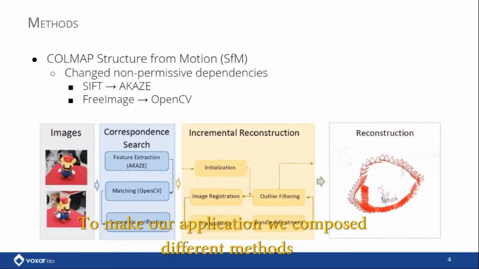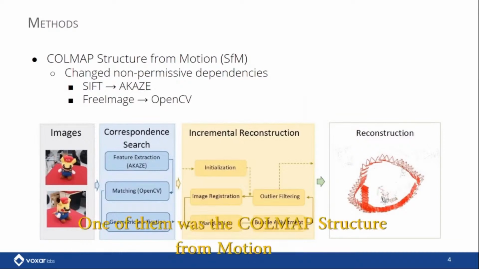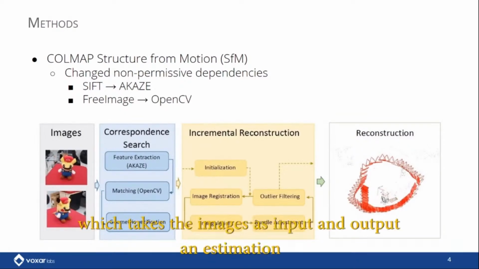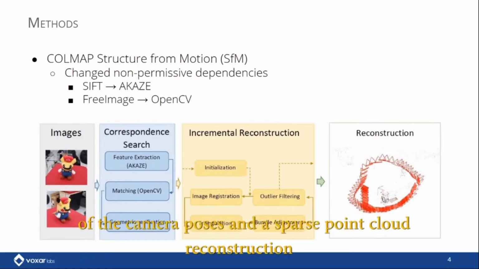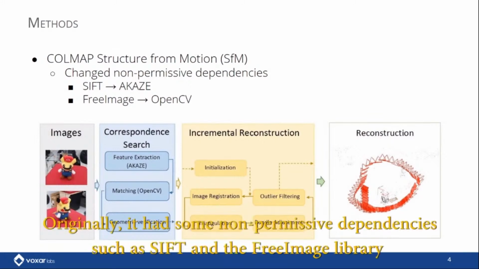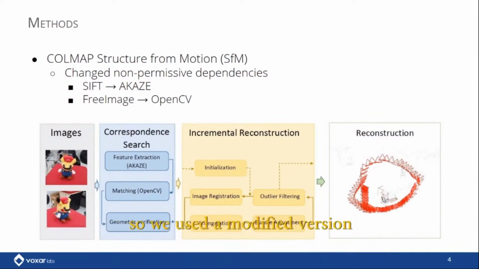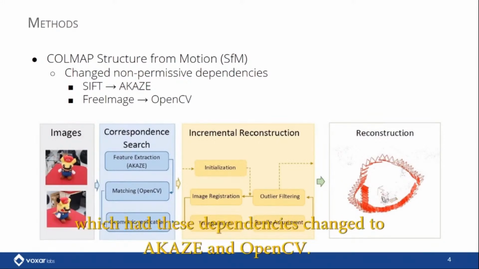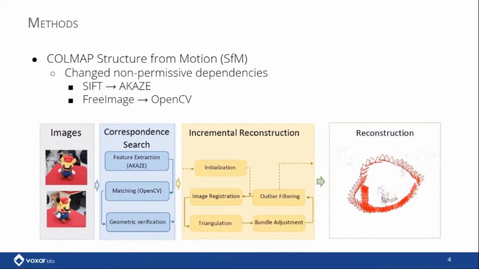To make our application, we composed different methods. One of them was the COLMAP structure from motion, which takes the images as input and outputs an estimation of the camera poses and a sparse point cloud reconstruction. Originally, it has some non-permissive dependencies, such as SIFT and the FreeImage library. So, we used a modified version, which has the dependencies changed to AKAZE and OpenCV.